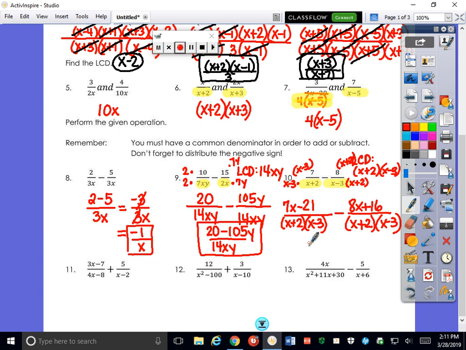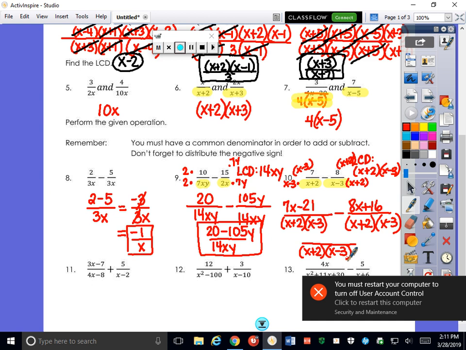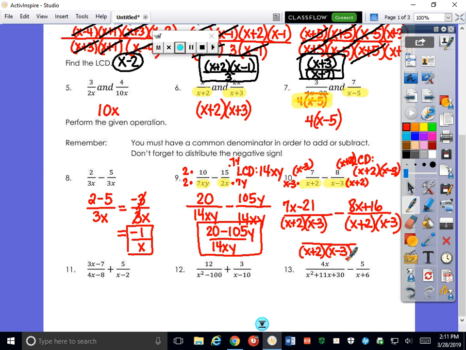Now that I have the denominators the same, x plus 2 times x minus 3, now I can just subtract my numerators. But remember, when you're subtracting, you have to distribute that minus sign. So I'm going to do 7x minus 8x, which is negative 1x. And I'm going to do negative 21 minus 16, which is negative 37. And that would be my final answer.